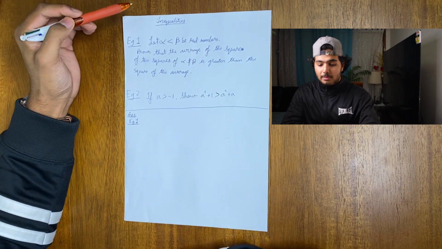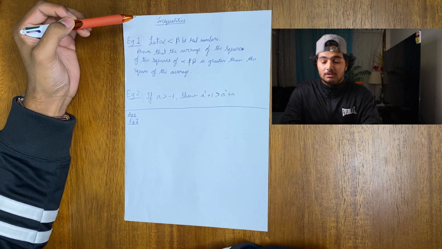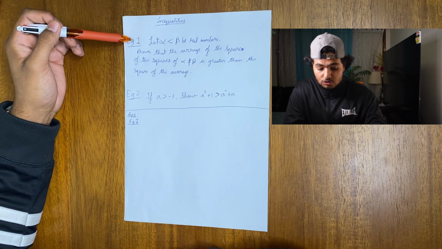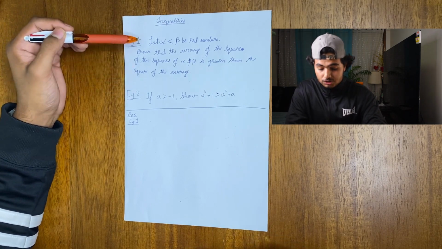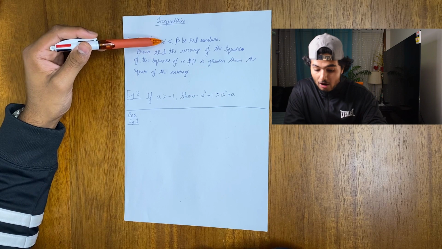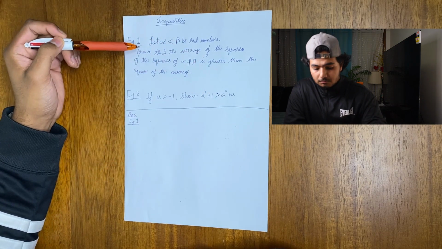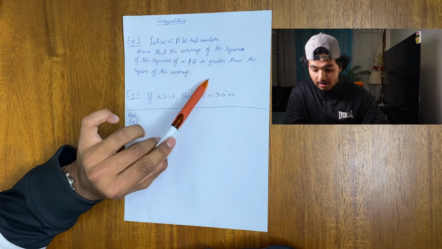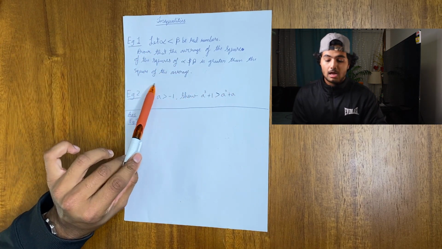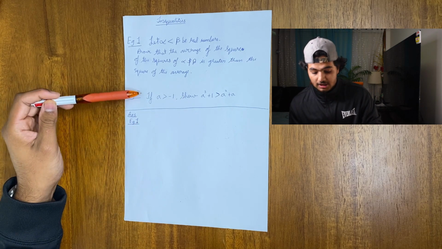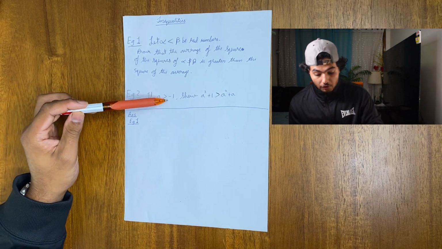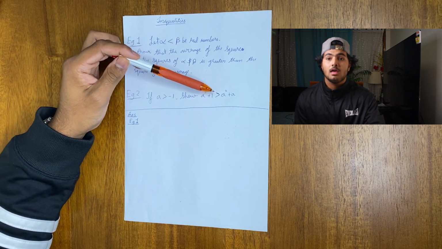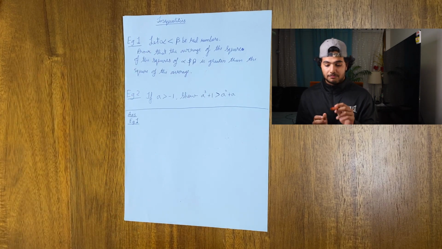In today's video, we'll be talking about inequalities in the topic of proofs in Extension 2 Maths. So we've been given two examples. We'll start with the first one. It says let alpha less than beta be real numbers. Prove that the average of the squares of alpha and beta is greater than the square of the average. Second example, if a is greater than -1, show a cubed plus 1 is greater than a squared plus a. Start with the first example.